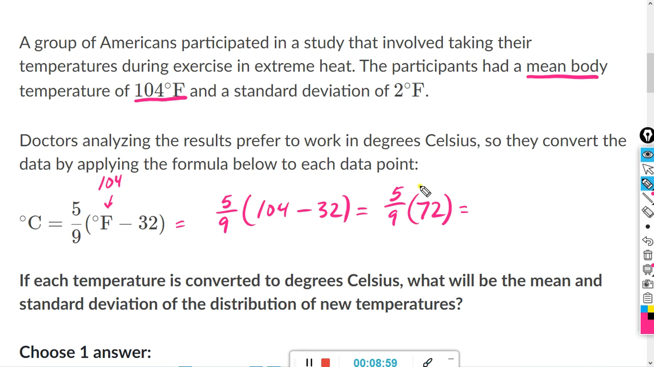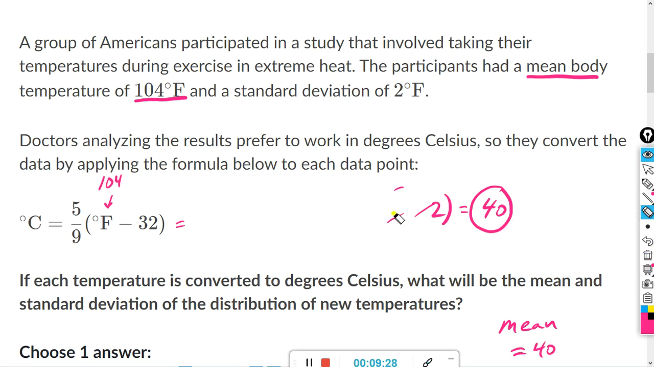So on the calculator, actually I don't need a calculator. 72 divided by 9 is 8, and 5 times 8 is just 40. Okay, so the new mean is going to be 40. I'm just going to write it down here. Okay, and now for the standard deviation, let's see what happens.